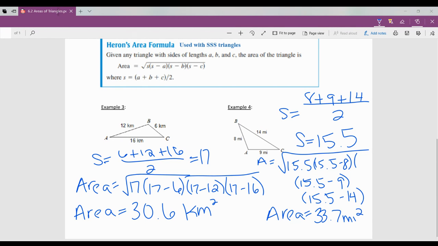miles squared. That's like if you have a triangular plot of land and you know the measurements of the sides of that triangular plot of land, then you can find what the area is of that plot of land. That's how they would use it as an application problem.